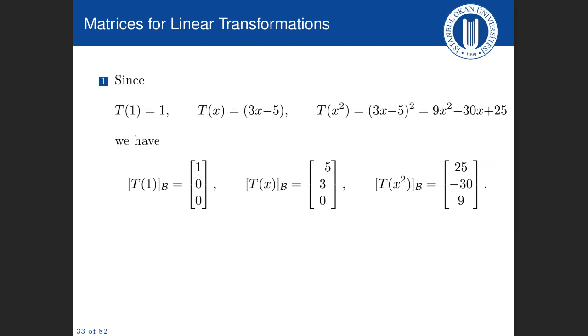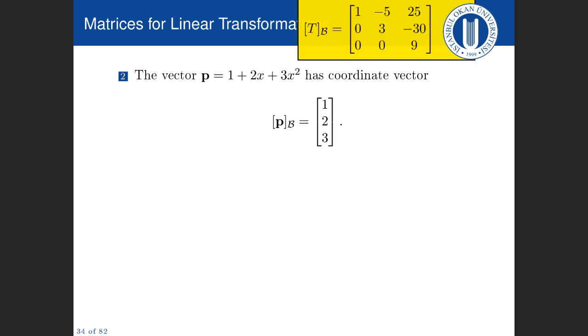And then that's the hard work done. As soon as we know this, we can write down the answer. We are asked to calculate the matrix for T relative to this basis B. We know the 3 columns of this matrix already. First column 1, 0, 0, second column minus 5, 3, 0, and third column 25, minus 30, 9. Let me write this matrix in the yellow box.